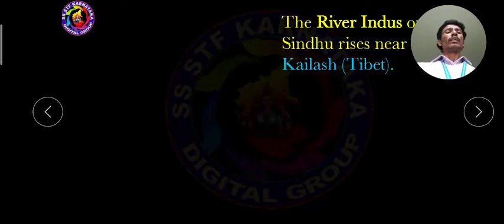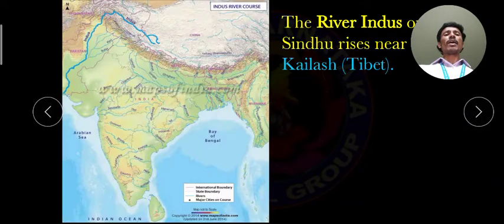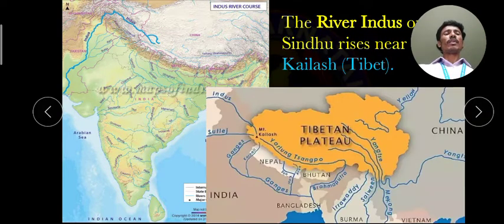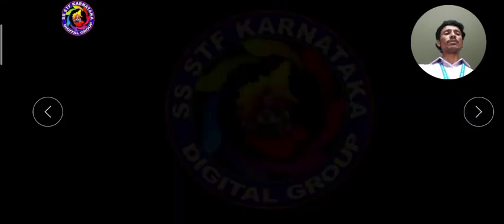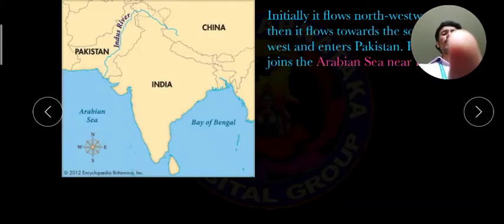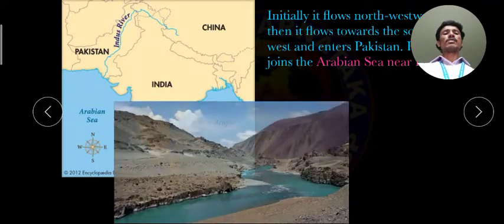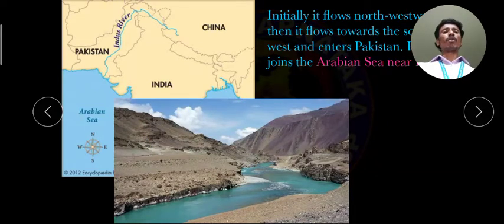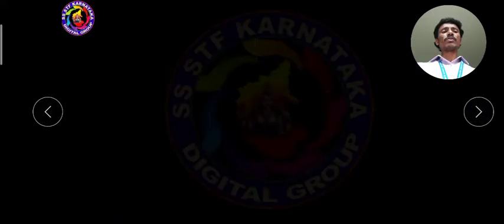Then the first one, the river Indus or Sindhu. The river Indus or Sindhu rises near Kailash, that means in Tibet. See, here, this is the Indus River. It rises on the Tibetan plateau, near Mount Kailash. Initially, it flows northwest, then it flows towards the southwest and enters Pakistan. See, from here to here, it enters Pakistan and finally joins the Arabian Sea. So most of this part is in Pakistan, and finally it joins the Arabian Sea.